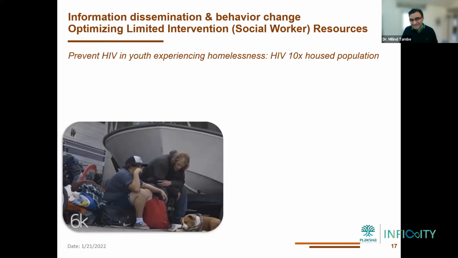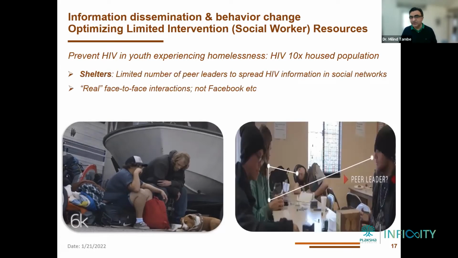6,000 youth sleep on the streets of Los Angeles every night. The rates of HIV in this population are 10 times the rates of the normal housed population. So homeless shelters or drop-in centers can't reach all 6,000 youth, but they try to recruit peer leaders, educate them about HIV prevention, and expect them to talk to their friends, and their friends to talk to their friends. In this way, information spreads about having safe sex, not sharing needles, etc.